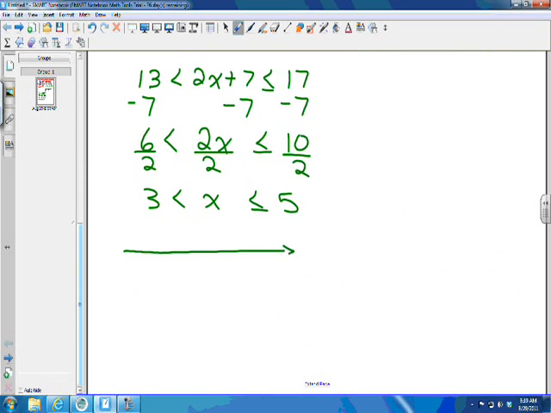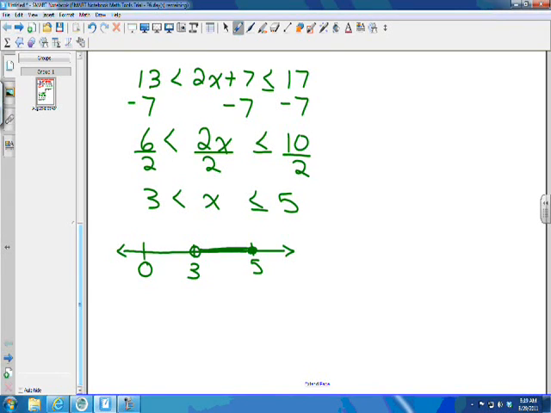So draw your number line. And again, I'm not real particular about that. Just show me the numbers and show me where 0 would be. So do we have an open or closed at 3? Open, because there's no line under there. Do we have an open or closed at 5? Closed. And we shade in the middle.